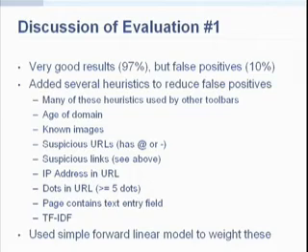But some of these include the age of the domain, so if it's less than 12 months old, and if it has known images, so for example, if it has Google's logo, or eBay's logo, or so on. Suspicious URLs, ones that have the @ sign or a dash. Suspicious links, so any links that also have the same characters. If it has an IP address in the URL. My favorite one is number of dots in the URL. It turns out that if you have more than 5 dots in the URL, it's probably a phishing website.